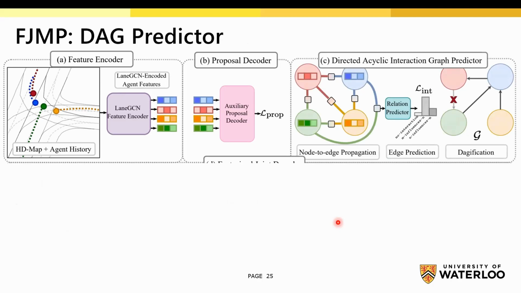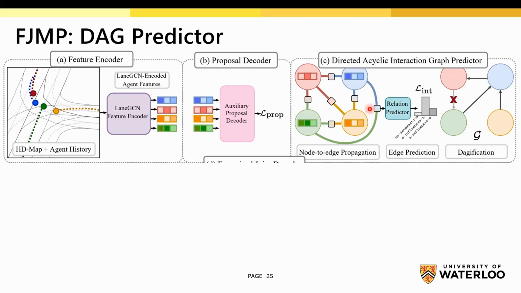So now that we have these future-aware lane GCN encoded features, we can now predict this interaction graph that we're going to use for factorized decoding. And so this part of the network is the directed acyclic interaction graph predictor, which is going to predict this interaction graph. And really, this prediction task is just set up as a multi-class classification problem over the edges of a fully connected, undirected graph, where the nodes represent agents. And so we just use a graph neural network to facilitate this prediction.